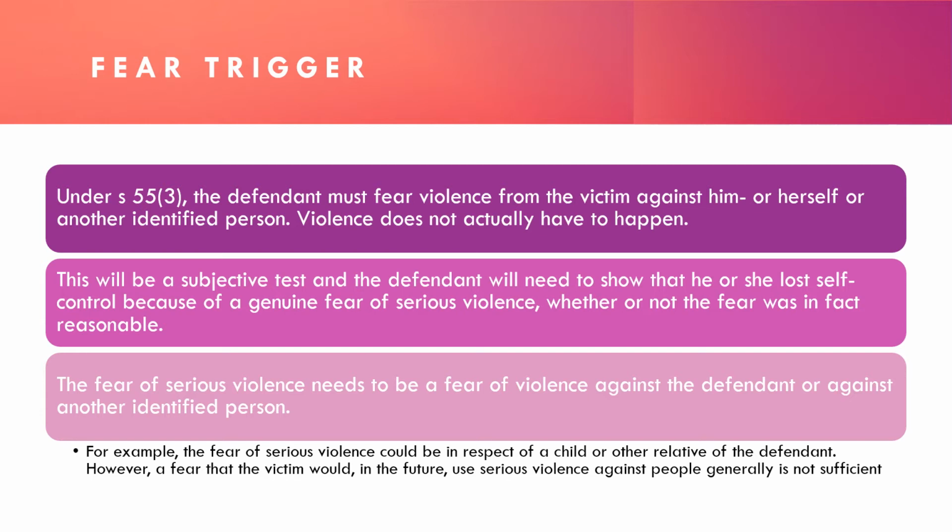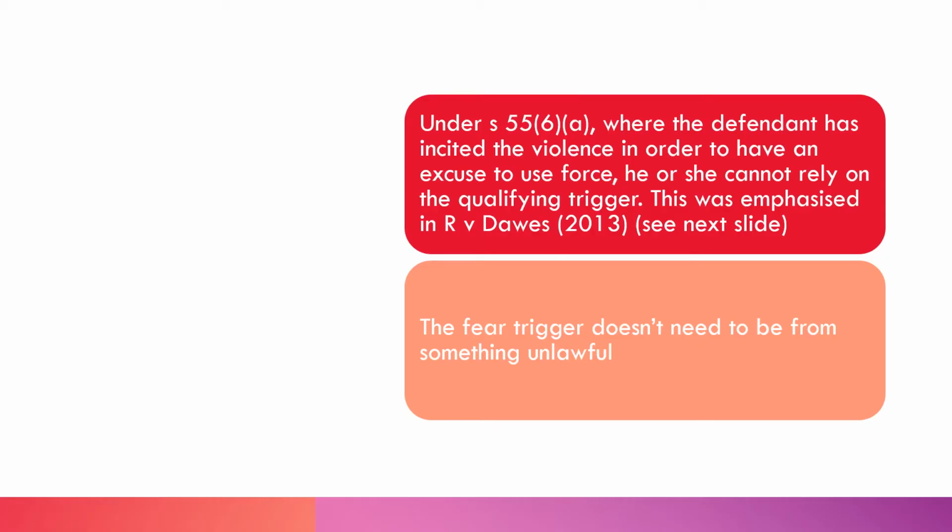But of course, it's easy to prove if it's on the person, but for this other identified person, there usually needs to be some sort of relationship. Normally, this is going to be something like a child or other relative of the defendant, but using serious violence against people in general is probably not going to be sufficient for this defence. Now, under section 55 6a, where a defendant has incited the violence in order to have an excuse to use force, they cannot rely on the qualifying trigger.